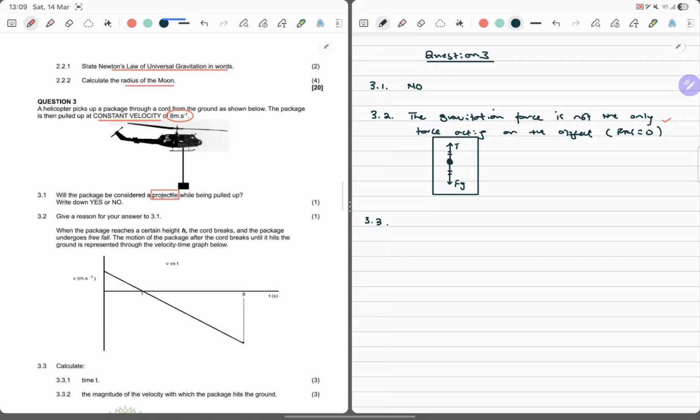Right, now let's have a look. When the package reaches a certain height h, the cord breaks, and the package undergoes free fall. Do you see, guys?